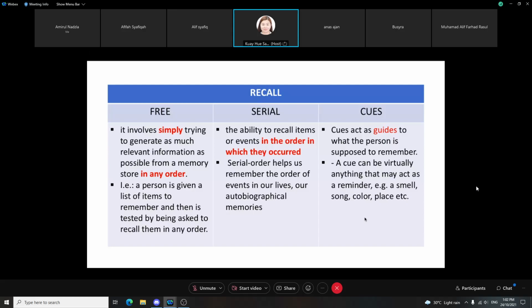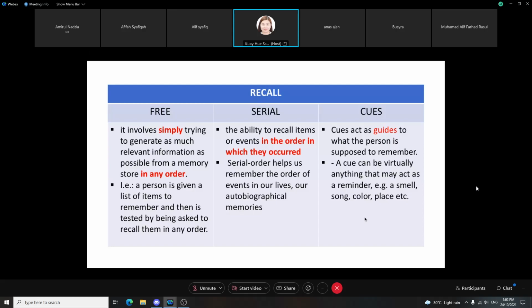Like you want to go to the grocery store for your mom, but you have lost the paper that your mom gave you, but you remember reading through the list once or twice, and then you try to recall what your mom wants you to buy, for instance. And serial recalling is the ability to recall items or events in the order in which they occurred. Serial order helps us to remember the order of events of our lives, which is basically our autobiographical memory: when we were born, when we graduated, when we got married, when we had our first child and all that.